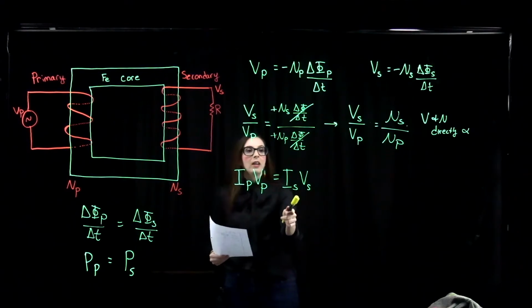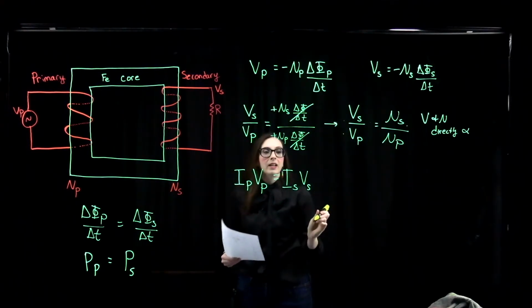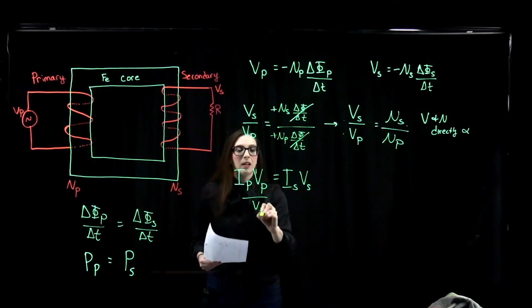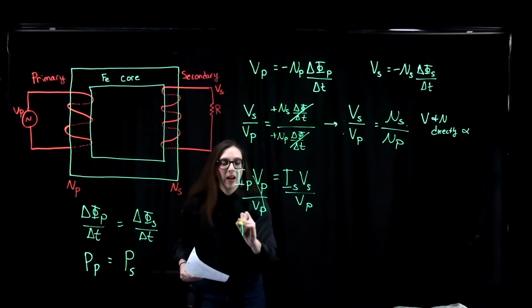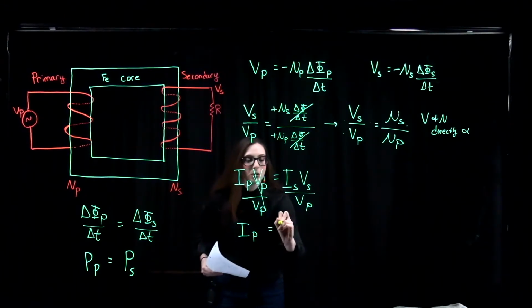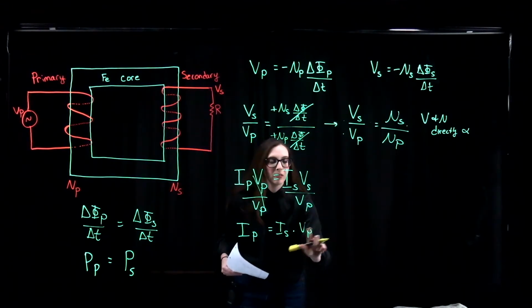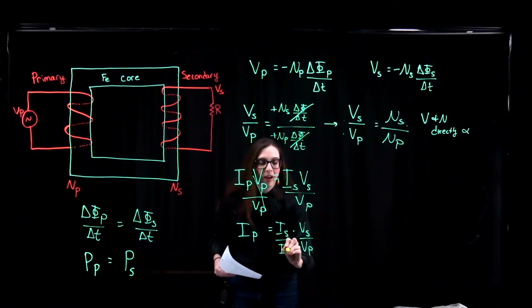So if I go ahead and rearrange this equation and solve for Vs over Vp like I did over here, I divide both sides by Vp, and then I have Ip is equal to Is times Vs over Vp, and then divide both sides by Is.